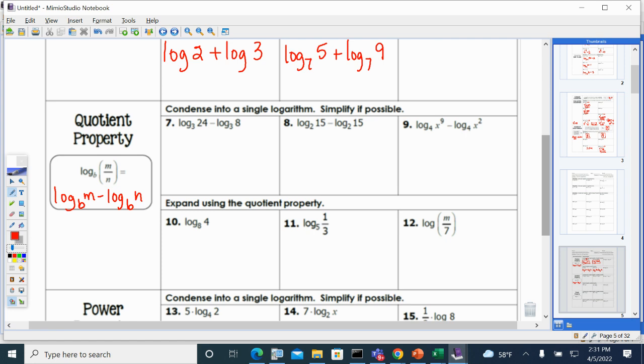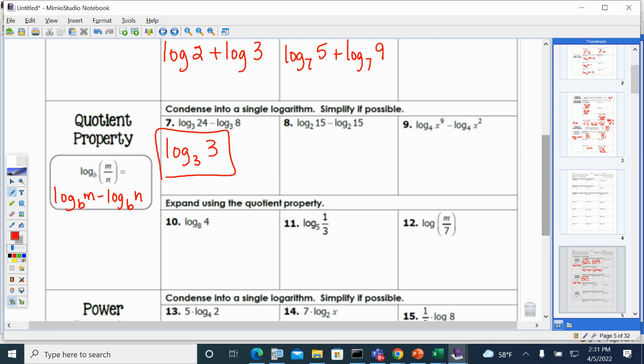So log base 3 of 24 minus log base 3 of 8. Again, the log and the base do not change. And there's a minus between, so we know we need to divide the 24 by the 8. And 24 divided by 8 is 3. So we end up with log base 3 of 3. Same thing's going to happen on number 8, log base 2 of 15 minus log base 2 of 15.